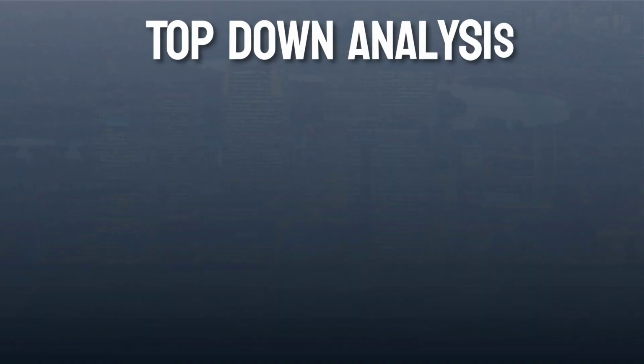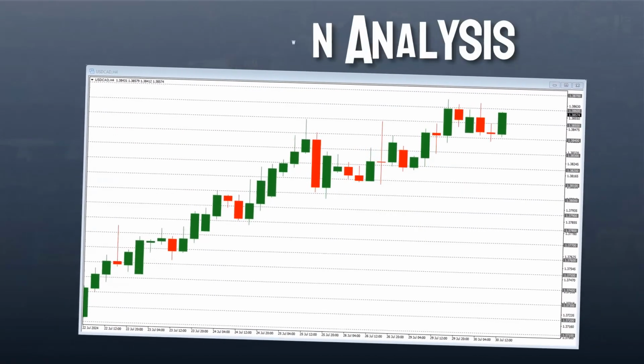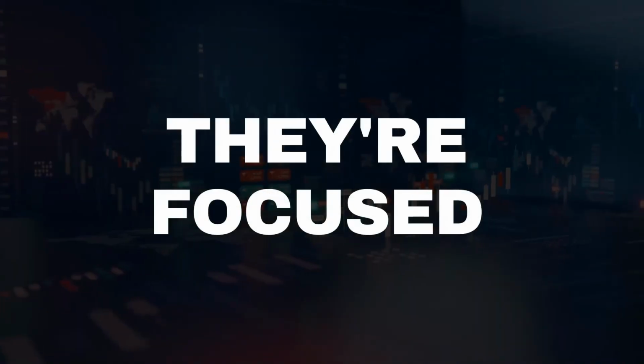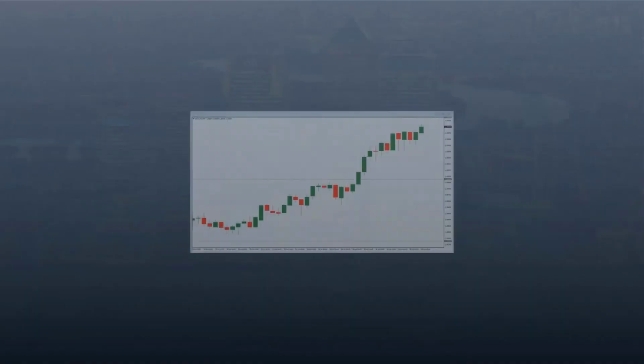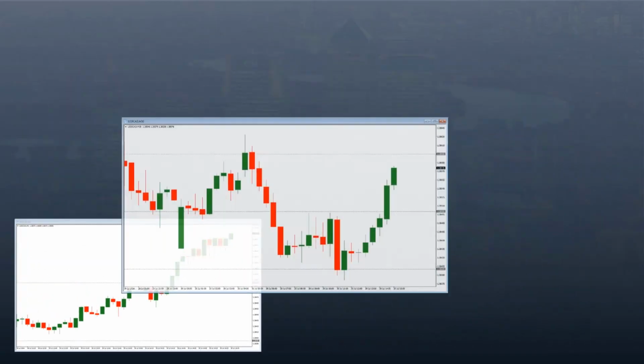You've probably heard of top-down analysis, where people look for the prevailing trend on the higher time frames and then zoom into the smaller time frames to pick their entry. Again, they're focused on the entry and they're ignoring the exit where the money is made. This system does the opposite. We start on the lower time frames and scale up to the higher ones.